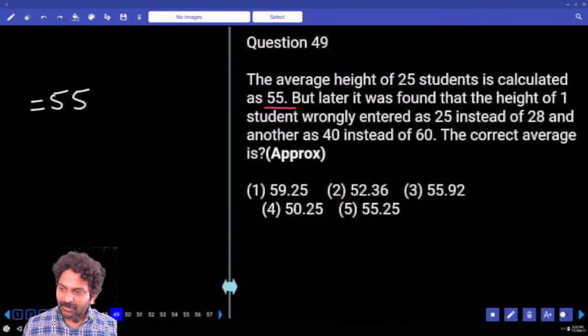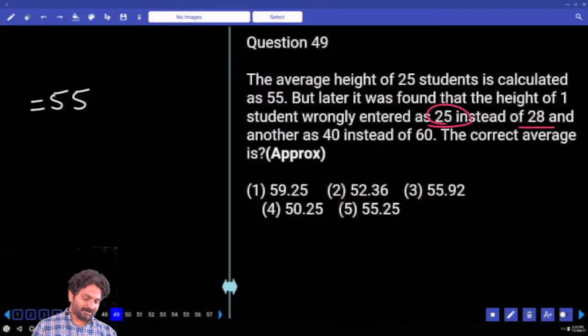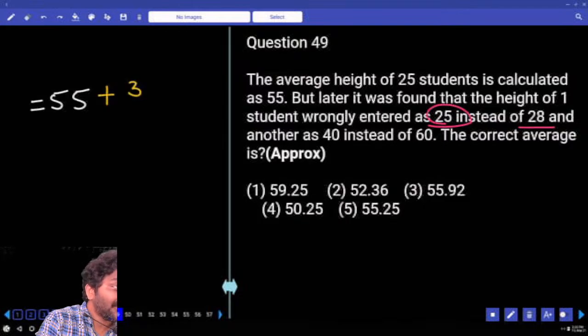Out of all those, one student's height was wrongly entered as 25 instead of the actual number. That means they have taken 3 less. To make it correct, do you need to add or subtract? How much do you need to add? 3. Can I directly add 3? Why?